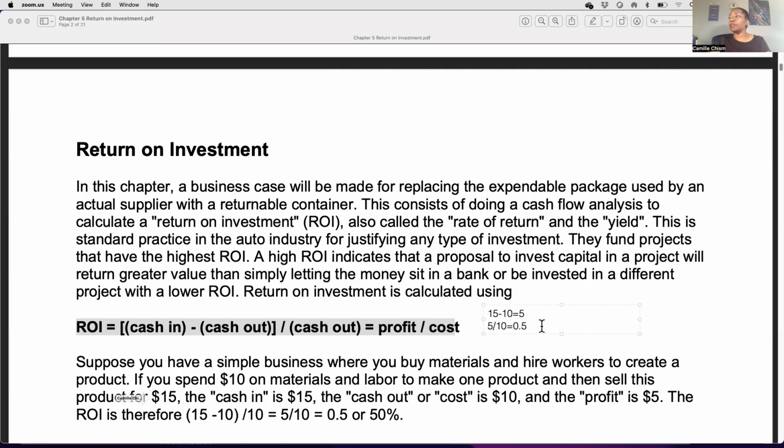So how you get that is you can just say 5 over 10 equals a half, or 0.5, or 50%. Those are different ways to say that.